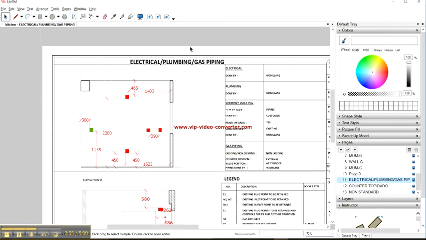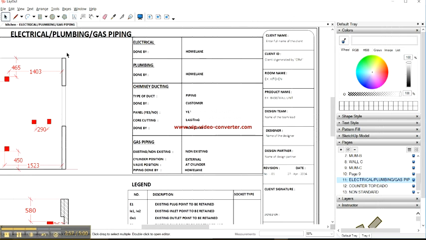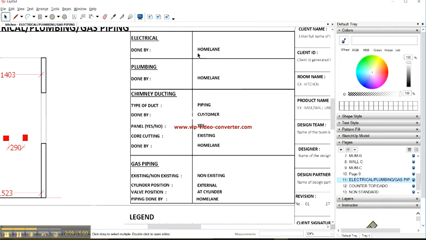So here are the legends that you need to fill in. Who is doing the electrical? Is it by the client or by Homelane? Plumbing is done by Homelane. And then here ducting is always the pipe, that aluminum pipe that goes from the chimney to the ducting area, and it's done by whom. And paneling, if there is any chimney paneling, that detailing you need to give, yes or no. Core cutting, if it is existing, yes. If we are doing it, it's done by Homelane.